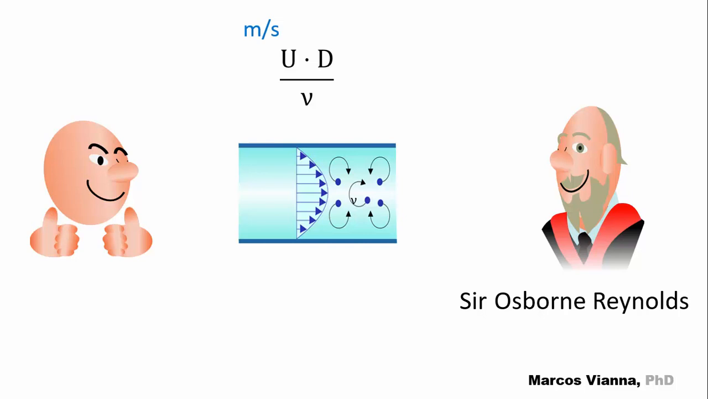Let's check the units. Velocity will be meters per second, diameter will be meter, and multiplying we find squared meters per second. The viscosity will be squared meters per second. Remember the viscosity video? I'll leave its link in the description. It results that the number that we find is dimensionless.